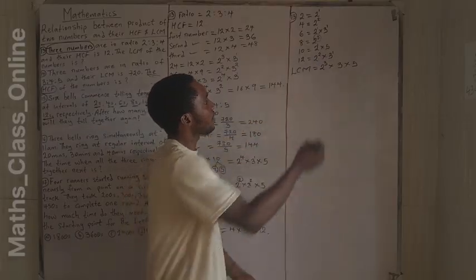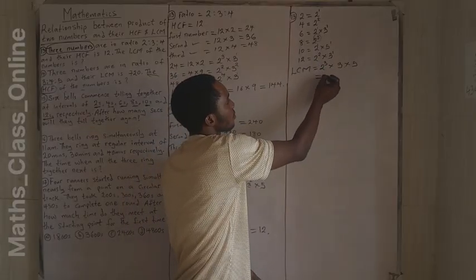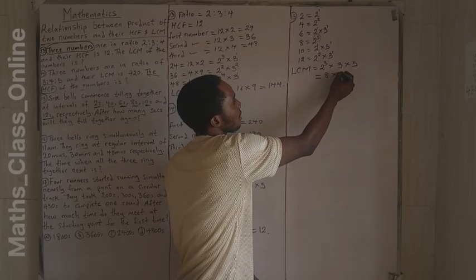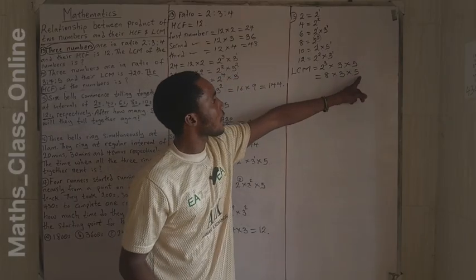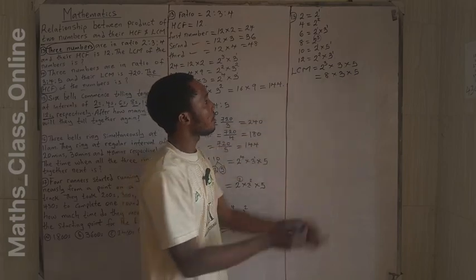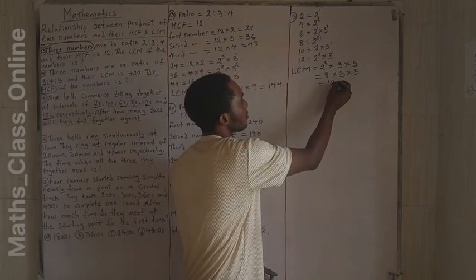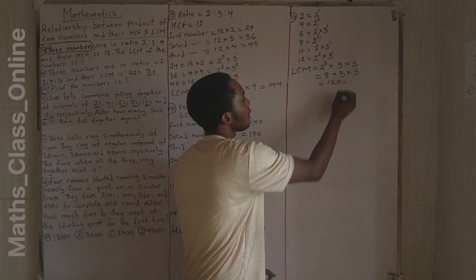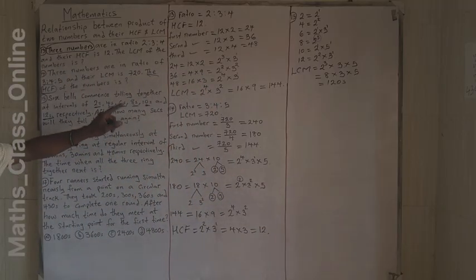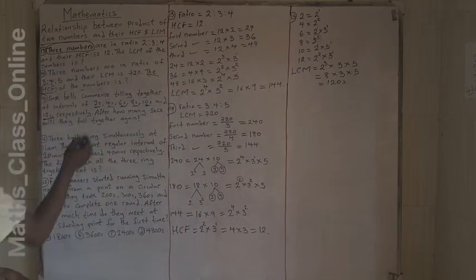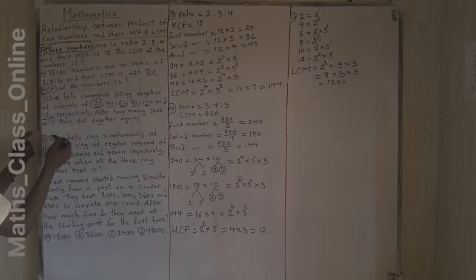And the 5, power of 5, this is 1. So the LCM is equals to 8 multiplied by 3 multiplied by 5. That is 40 multiplied by 3. That is 120. That means that after 120 seconds, these 6 bells will ring together. They will toll together.